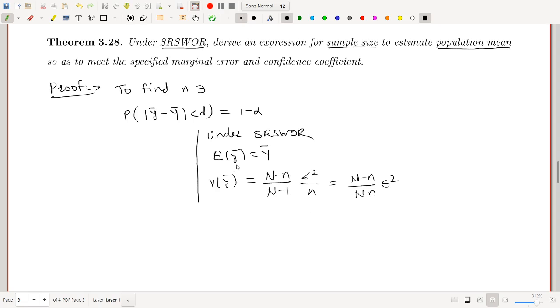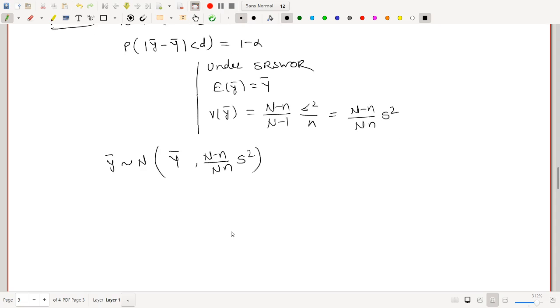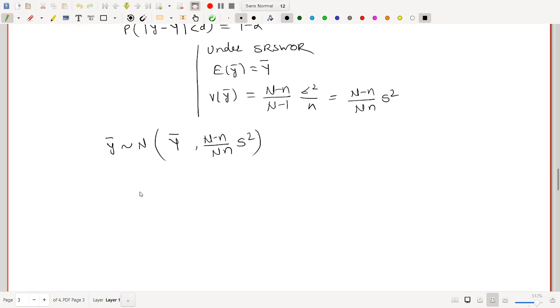Now, if the expected value of y bar is this one and the variance of y bar is this one, we can say this small y bar follows asymptotically normal with mean capital Y bar and variance (N minus n) upon N into S square by n. Now convert this into standard normal: y bar minus its expectation divided by its standard deviation, root of (N minus n) upon N S square by n. This follows normal 0 1. Usually we denote this by z.